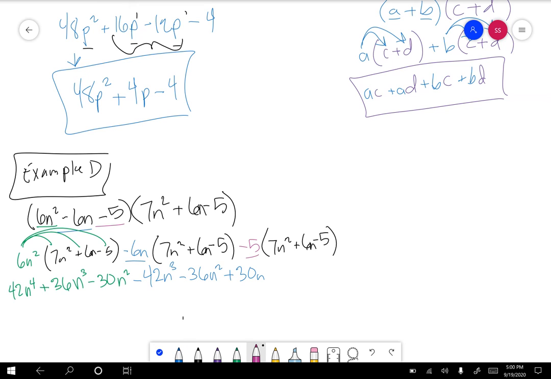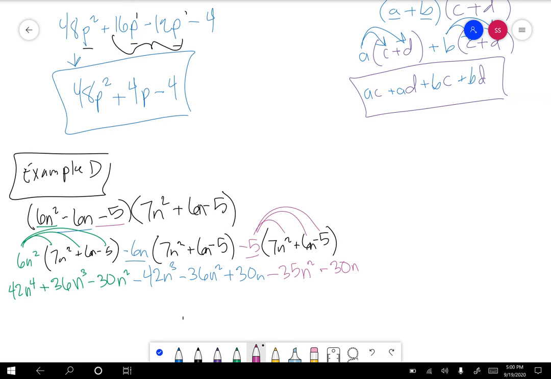Last group, negative 5 times each of these things. So negative 5 times 7 would give us negative 35. And n squared stays the same. And then negative 5 times 6n. So negative 5 times 6 would give us negative 30n.